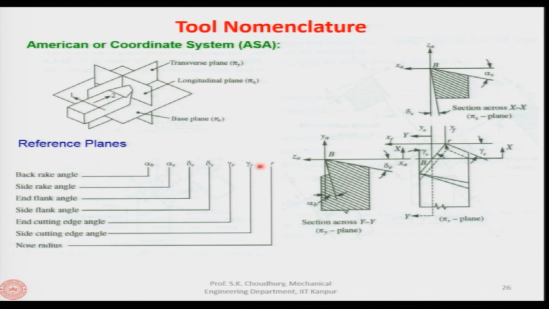All these 7 factors are given in the tool nomenclature, and particularly in this coordinate system, in the way that is given here. This is used only, as I said, in the United States, and it is called the ASA system or the coordinate system, because simple x-y coordinates, the transverse and the longitudinal planes, are used. So, once again, the base plane, longitudinal plane and the transverse plane are 3 mutually perpendicular planes, and in these 3 mutually perpendicular planes the angles are defined. So, this is one way of giving the tool angles.